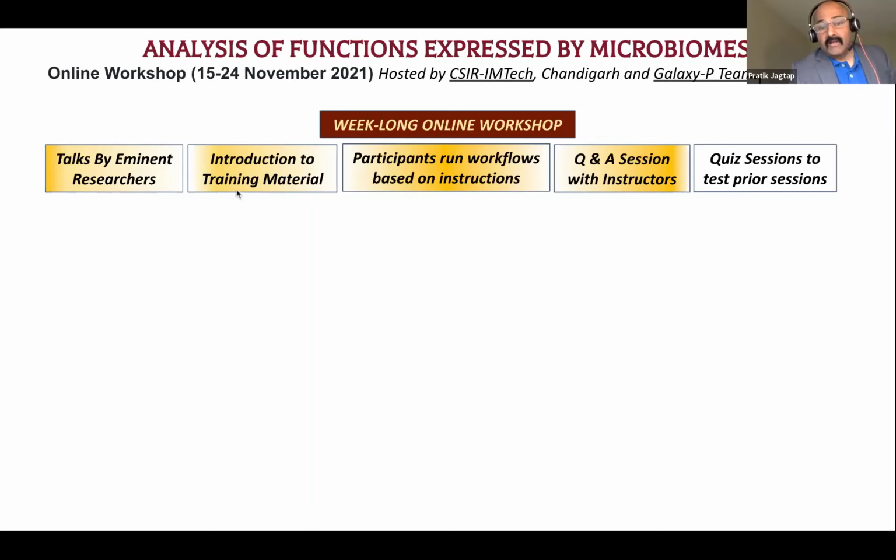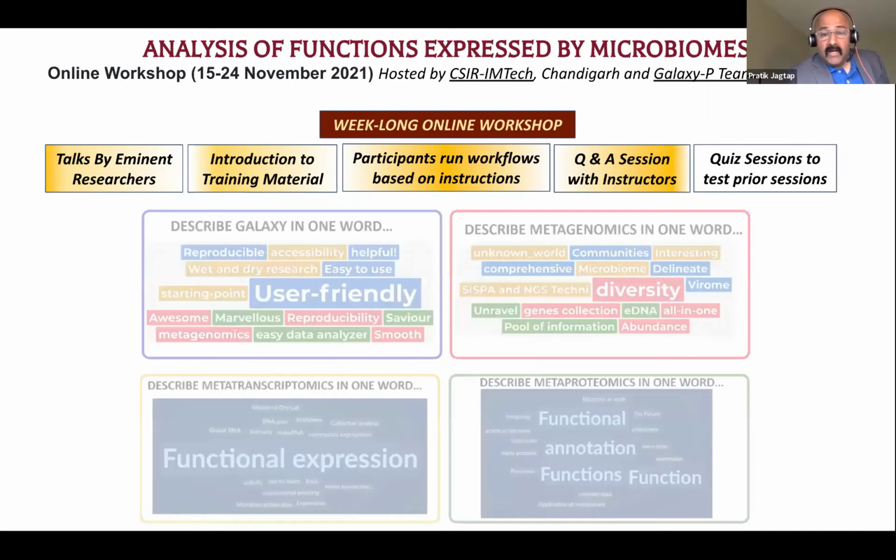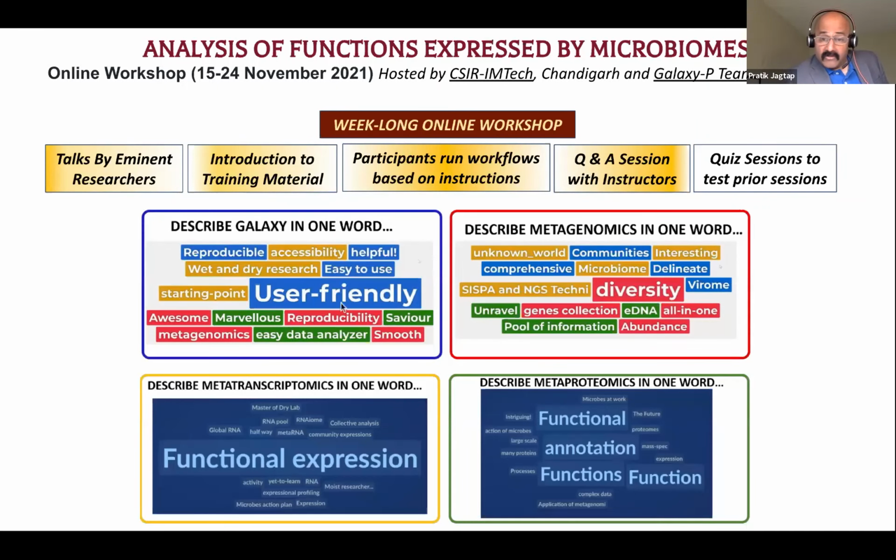students can hear it. Then we introduced the researchers or students to training material, and this training material was basically videos of step-by-step instructions so that researchers could run these on their own. And then the participants ran these workflows based on these instructions. Then in the evening there was a Q&A session, and the next morning we used to have quiz sessions so that we could test how well the students had followed this. We did this for introduction to Galaxy, metagenomics, metatranscriptomics, and metaproteomics, and we also collected their feedback, which is captured here in word clouds that have been shown here.